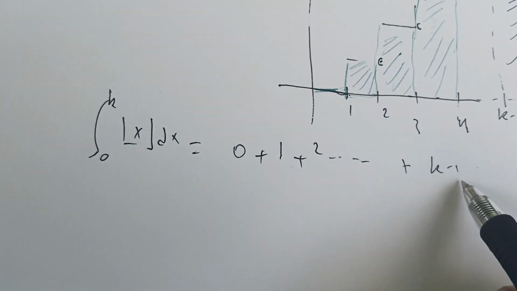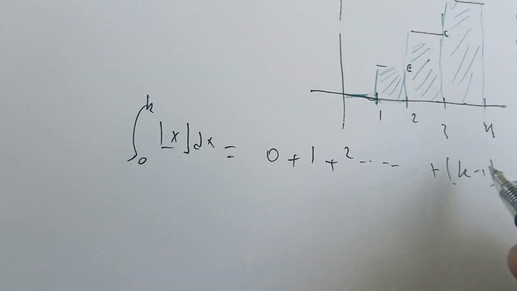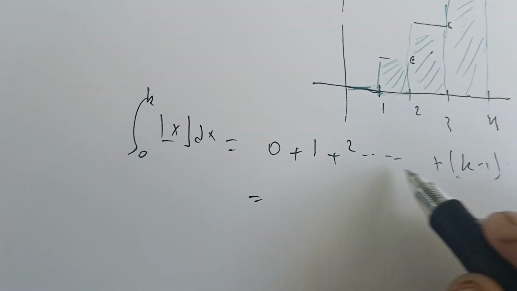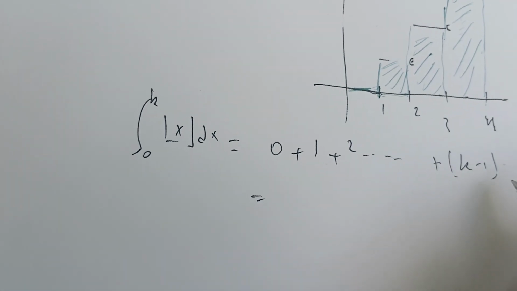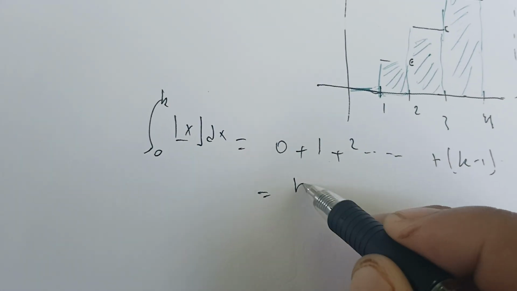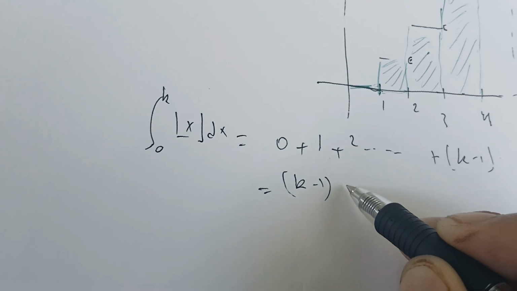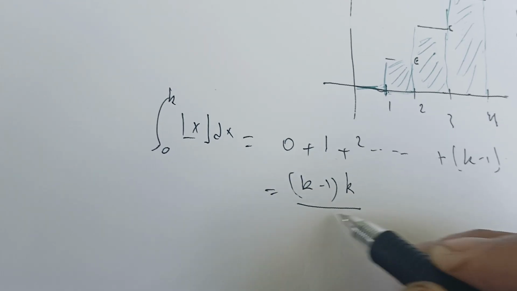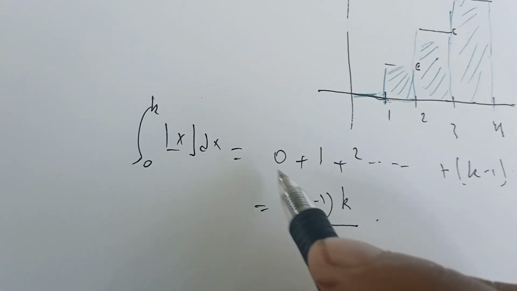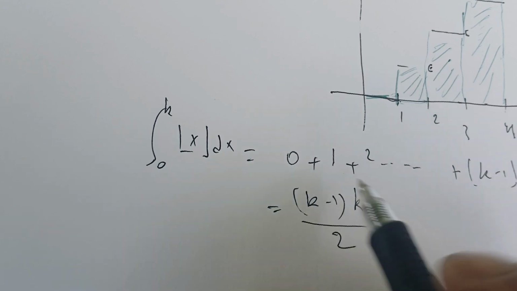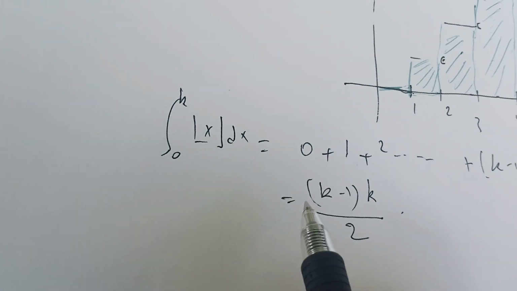And what do we know about this one here? We can sum this very easily by taking the last number and multiplying it by the next, and we divide by 2. And this is the area. This is the value of this integral.